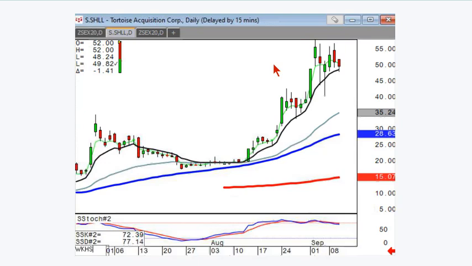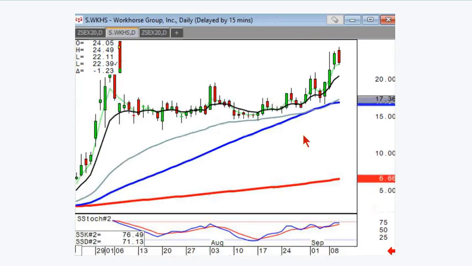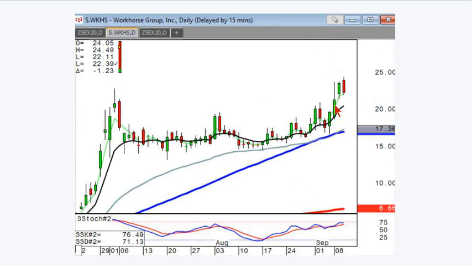WK Workhorse. There's your fry pan bottom. Look what it's done over the last 3 days. Now it backed off today, but again, what's our rule about a fry pan bottom? You stay long as long as it doesn't close below the T line.